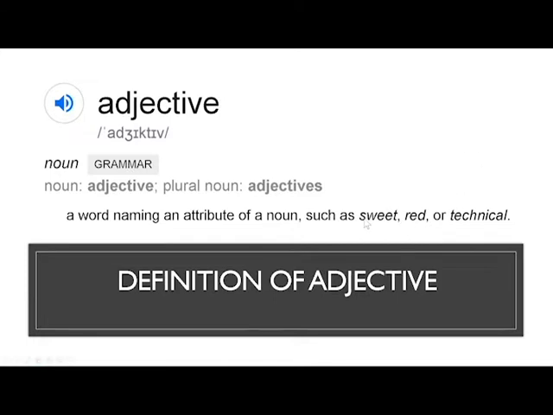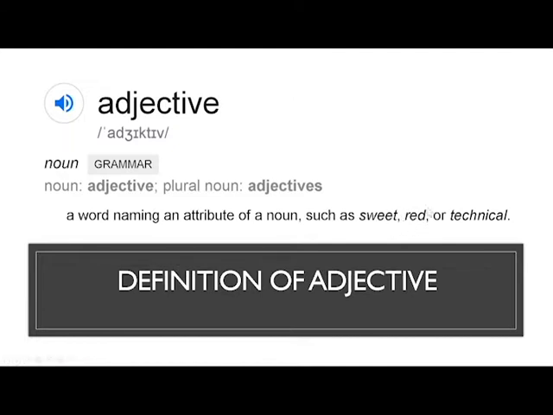You can see that the word sweet is an adjective. It tells you about the quality of a noun. So it gives you the attribute of a noun. If you use it with a noun, at the moment it just tells you about a taste, but if you use it with a noun, it gives you information about that noun, that the noun is sweet.